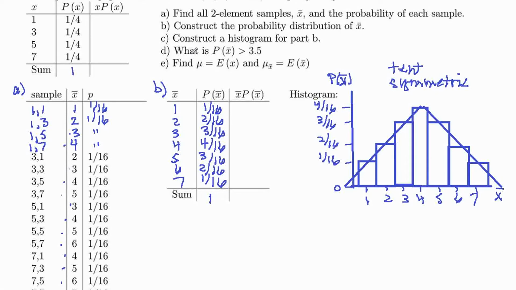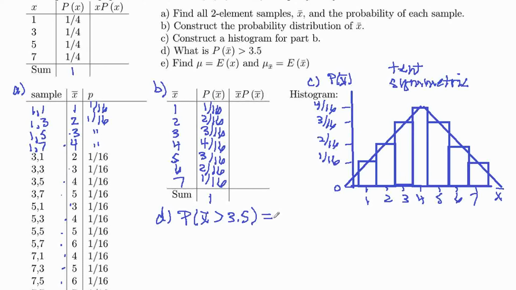And then what is the probability that x bar, the mean, is greater than 3.5? So let's see, this is part C. And then part D, we want the probability that x bar is greater than 3.5.